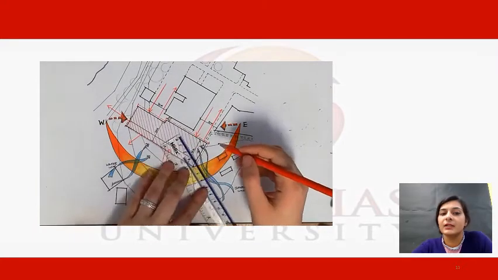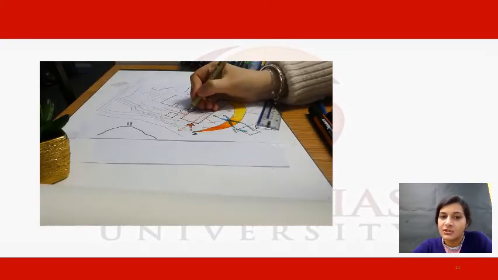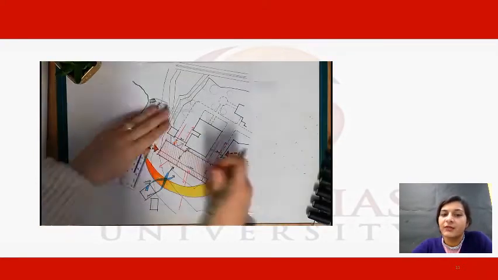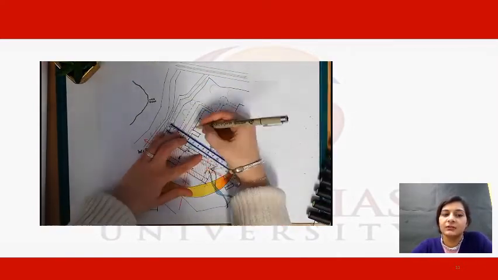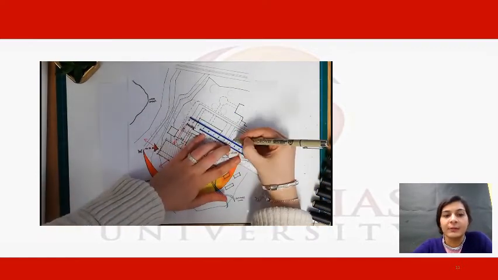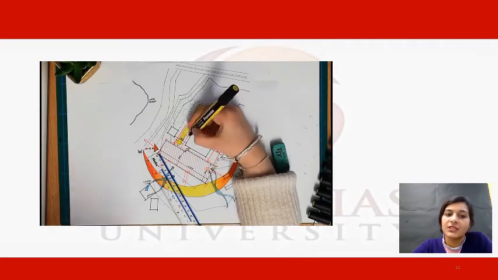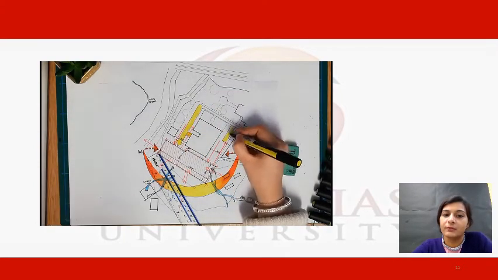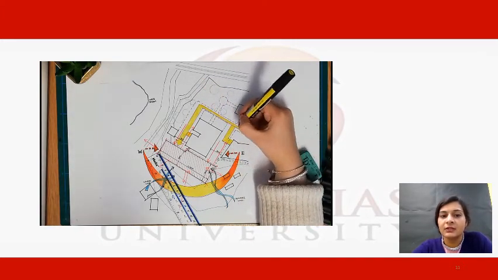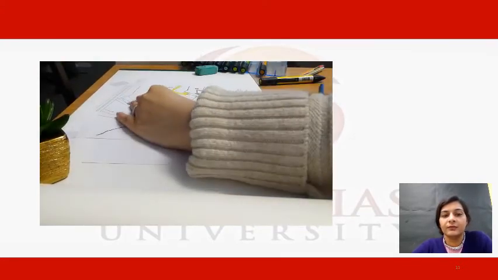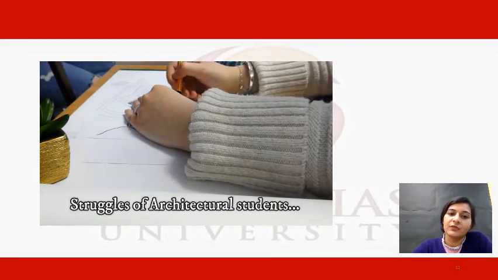After marking the built portion, you should mark the dimensions. How wide is the road? How much distance do the buildings have from each other? Then you mark neighboring things. Then you mark the views: from which angle which view is visible, which view is better, which view is not better. Then you mark entry and exits. Entry and exits are marked by arrows in red, as you see in the video.